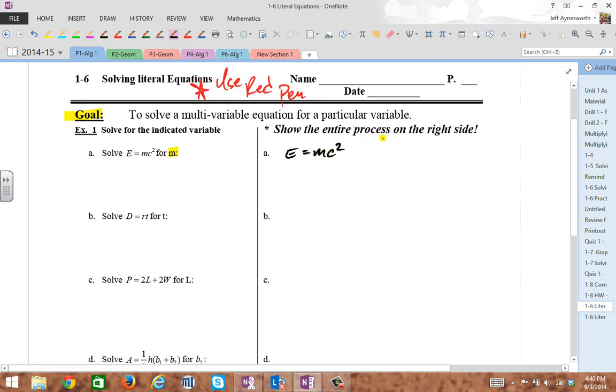Over here on the right, we're going to show the entire process on the right side. The problem itself is on the left. And here we're going to solve for m.